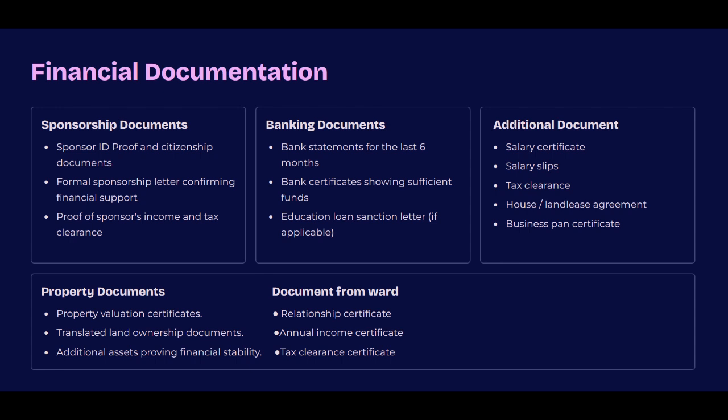A relationship document, the relationship with your sponsor, what type of relationship. And after that, annual income certificate, that should show the annual income, and at last, tax clearance from the municipality and/or ward office. And after that, the additional documents are salary certificate, salary slips, tax clearance, house or land lease agreement. And if you are showing income from a business, then you should also submit the business PAN certificate or VAT certificate.